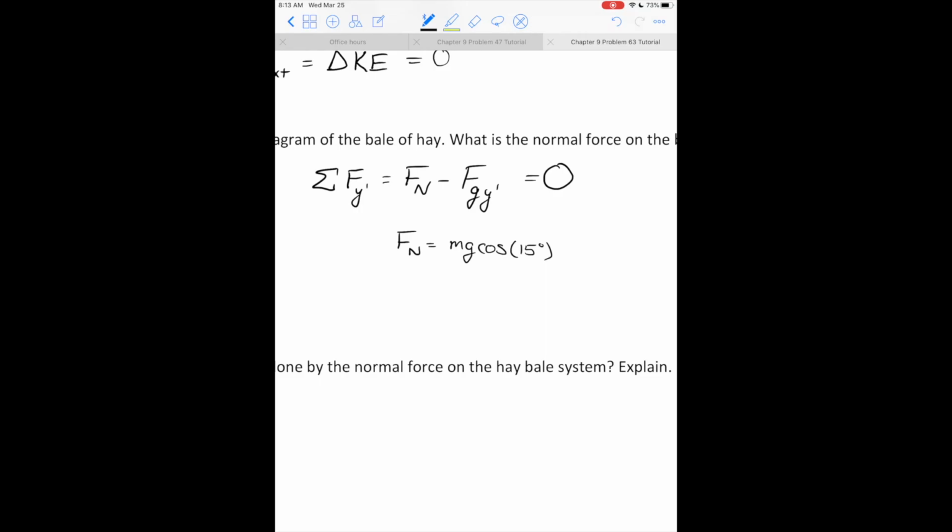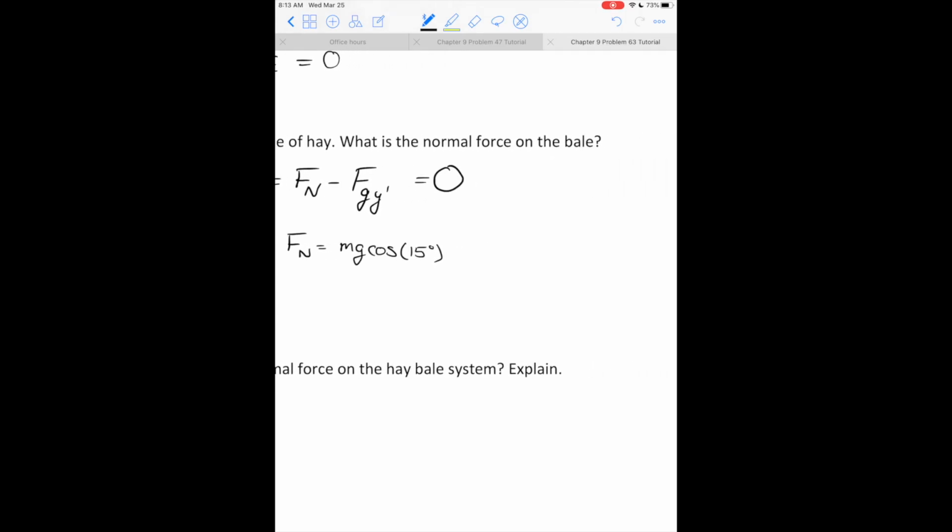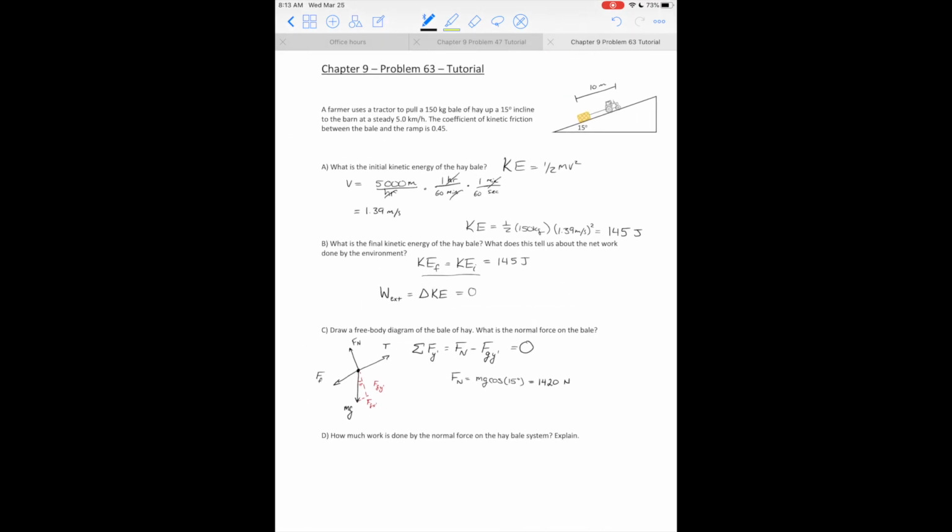And if I calculate that, 150 times 9.8 times cosine of 15 degrees, I get 1420, and let's round it to 1400 newtons. That's my normal force on the bale of hay.